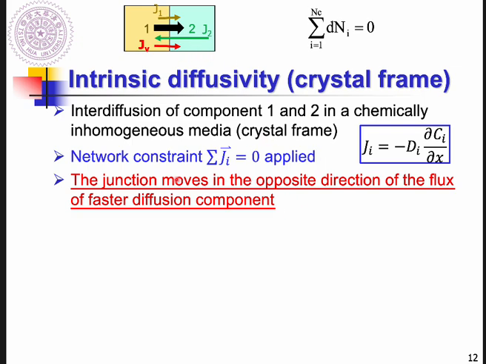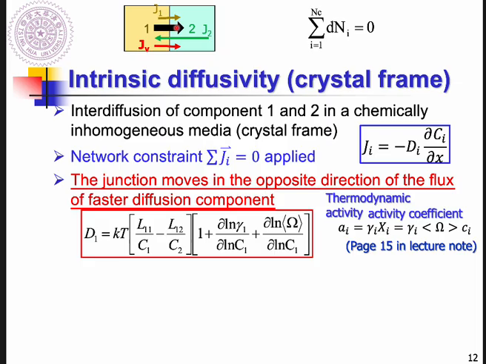But back here, this junction will move in the upside direction of the flux of the faster diffusion component. So the junction or interface moves in the upside direction of the flux. The flux is upside direction. So go to right-hand side, okay? And the intrinsic diffusivity, when you stand at this interface, the intrinsic diffusivity you measure will be shown like this.